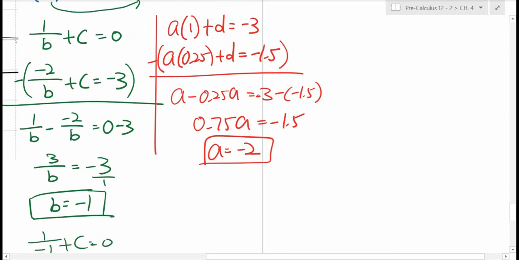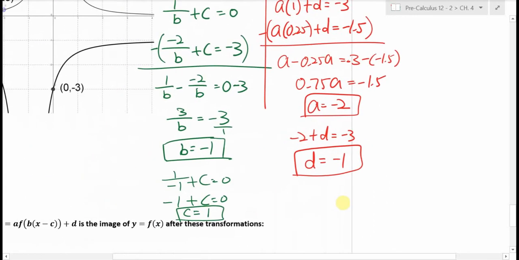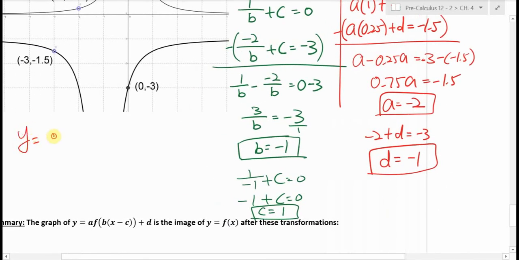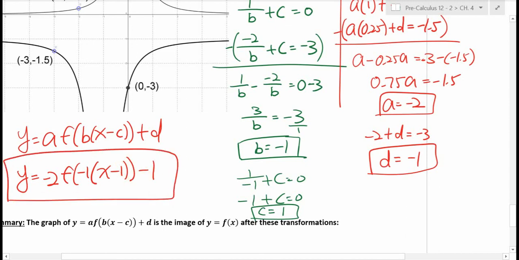Now we can plug into the first one because it's just integers. That's -2 times 1, which is -2, plus d equals -3. Therefore, d has to be -1. So now you have all the values of a, b, c, d solved. We can then just plug into the equation a times f of b bracket x minus c plus d. A is -2. B is -1, x minus c, so x minus 1, plus d, which is -1. And there is your final answer.